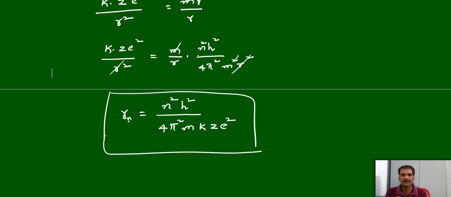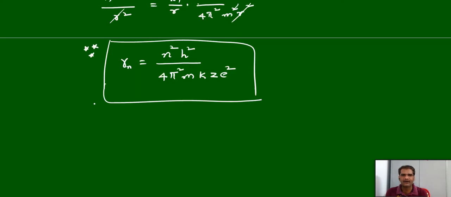Let us take it here as Rn. If it is the first orbit, in place of n we can write 1. Here we have the n value. If you take n equal to 1, first orbit, n equal to 2, second orbit, n equal to 3, and so on. So from this we can calculate the radius of a particular orbit.